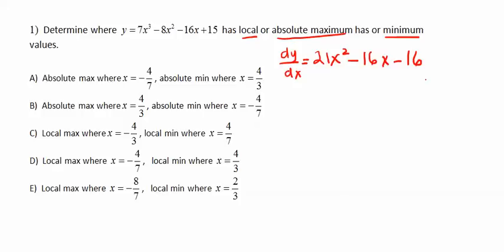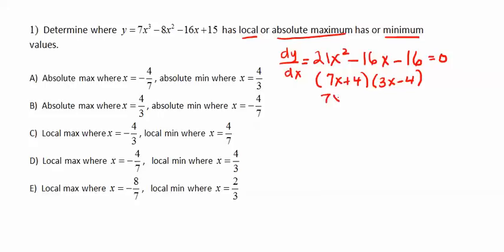So what we're going to do is figure out where this derivative equals 0 or does not exist. Well, there's no denominator here, so we don't have to worry about does not exist. So we just want to figure out where this derivative equals 0. So we're going to have to factor this. And this factors into 7x plus 4 times 3x minus 4.